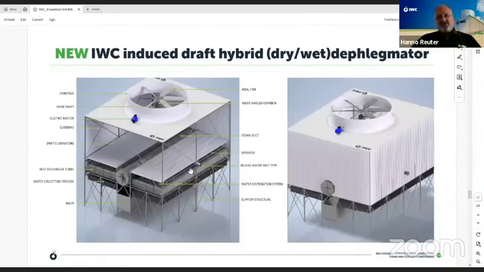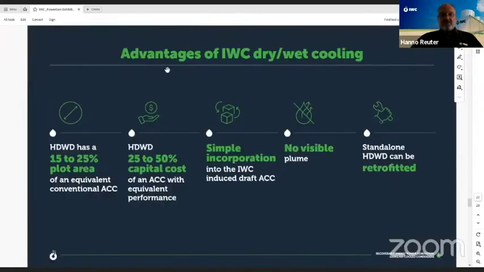This is my preferred solution. It's the induced draft version. So again, the fan is on the top, and you have these bundles over here with its water recirculation system and drift eliminators. What makes this very interesting is that one could build it just like an induced draft cooling tower. So one can either collect the water in devices and put it into a basin, or one could have a basin at ground level. All right, so what makes this interesting?